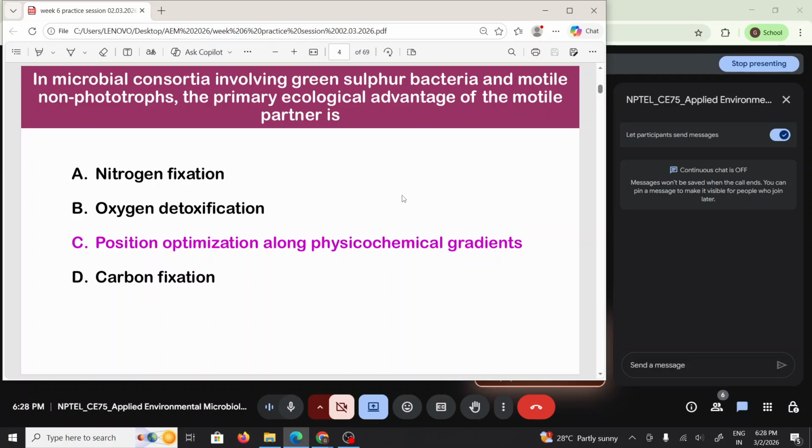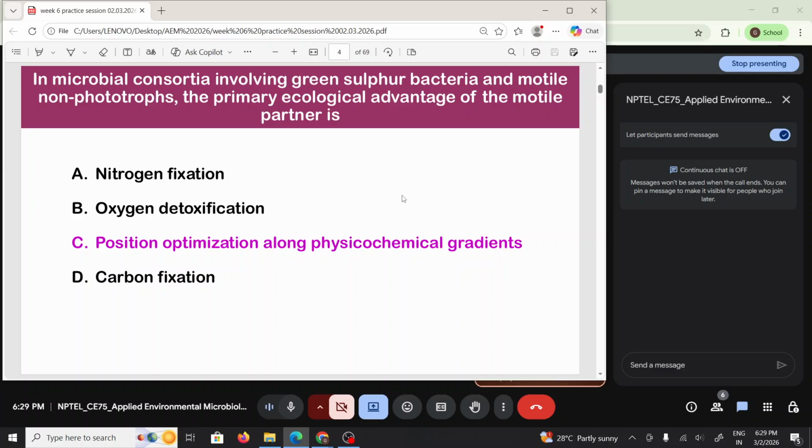Okay, so the answer for this question is position optimization along with physicochemical gradients. So in a phototrophic consortia, what happens is usually a green sulfur bacteria and motile non-phototrophs, typically some proteobacteria-like microorganisms, are in consortium. So here the green sulfur bacteria is immotile, and it is an anaerobic photolithotroph.